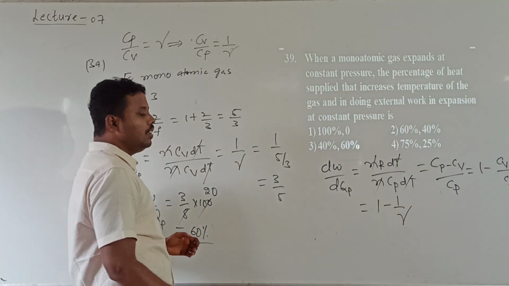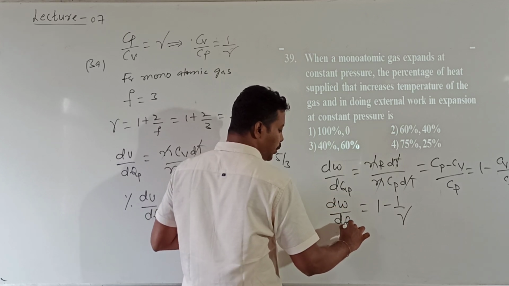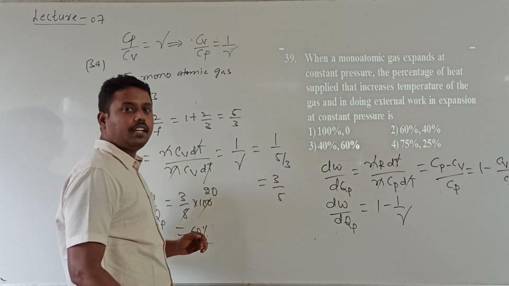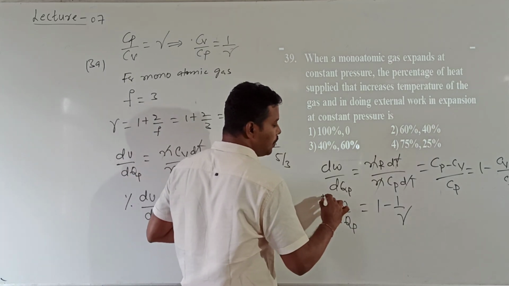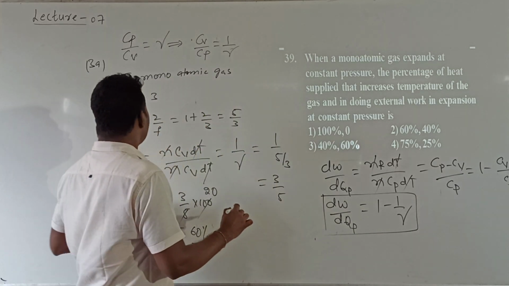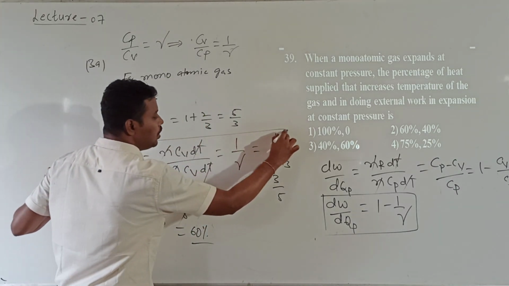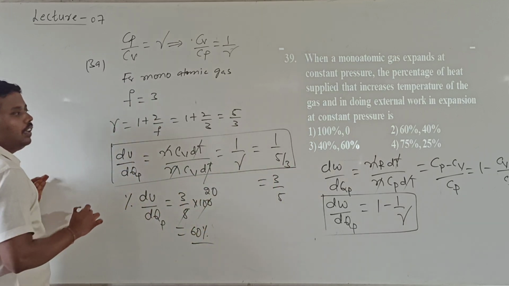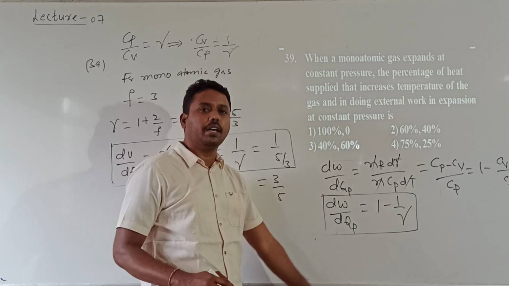So what fraction of the heat supplied is utilized for doing work? That is given by dW by dQ. These two formulas you have to remember. What is the formula for dU divided by dQ? It is equal to 1 by gamma. And what is the formula for dW by dQ? It is equal to 1 minus 1 by gamma.